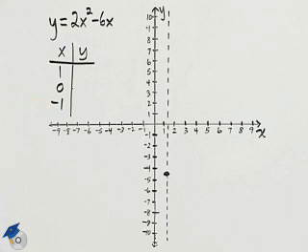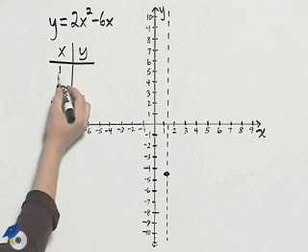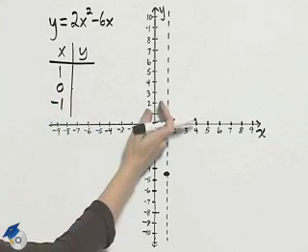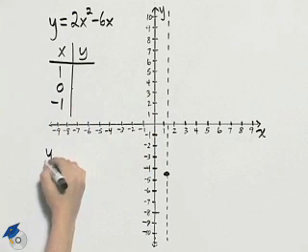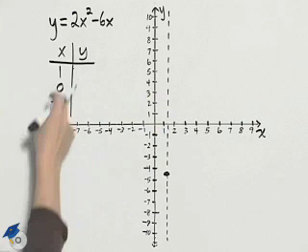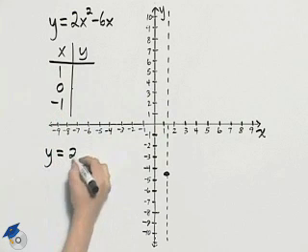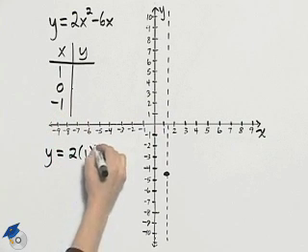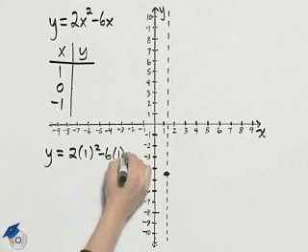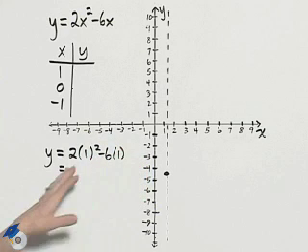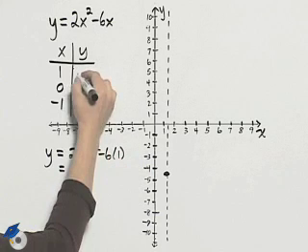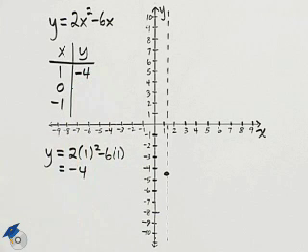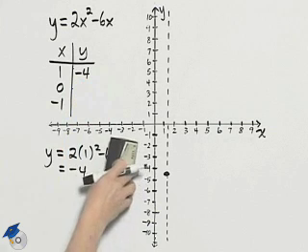I'm going to find 3 points to help me construct my graph. I'm going to choose some x values to the left of the axis of symmetry. So I'll use those x values to find y. I'll first substitute 1 in for x, so I'll have y equals 2 times 1 squared minus 6 times 1. 2 times 1 squared is 2, minus 6 is -4. So when x is 1, y is -4.